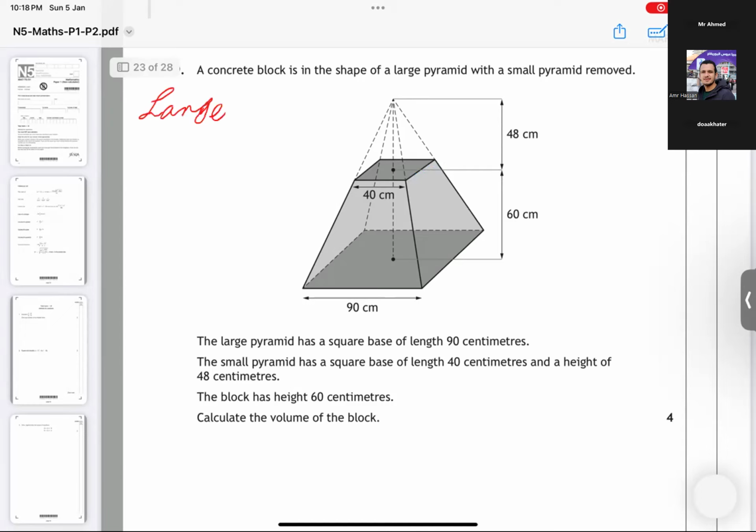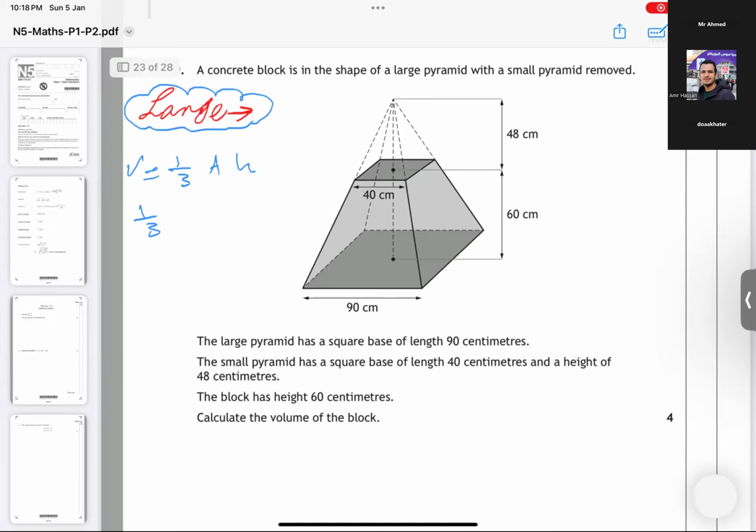So I'm talking about the large one firstly, right? Oh, we're doing it again. Yeah. But I'm not going to do it. I mean, it's your turn. Yeah, no. It's going to be a third times 90 times 90. Wait, hold on. Let me write the rule. A third, area times height. Yeah, right. Good. But remember, I'm trying to calculate the volume of the large pyramid, right?